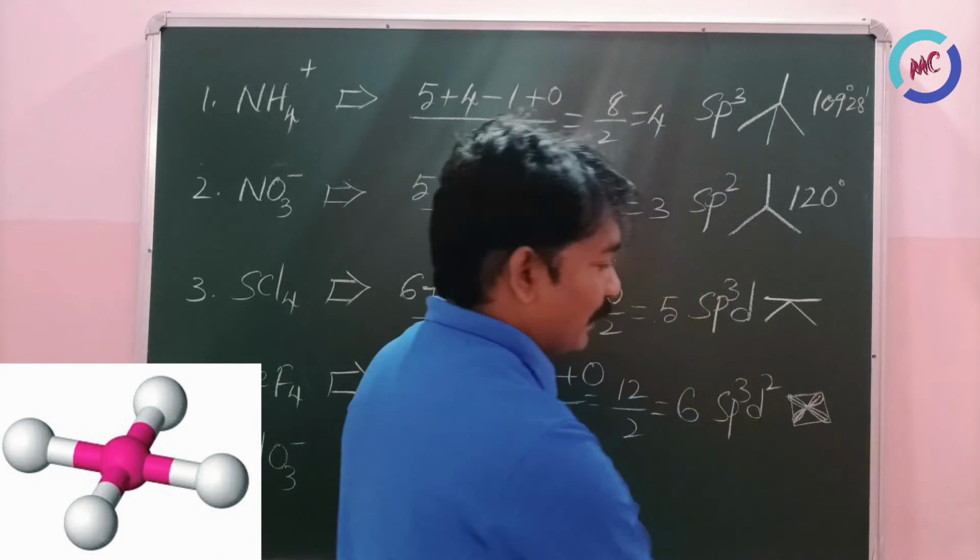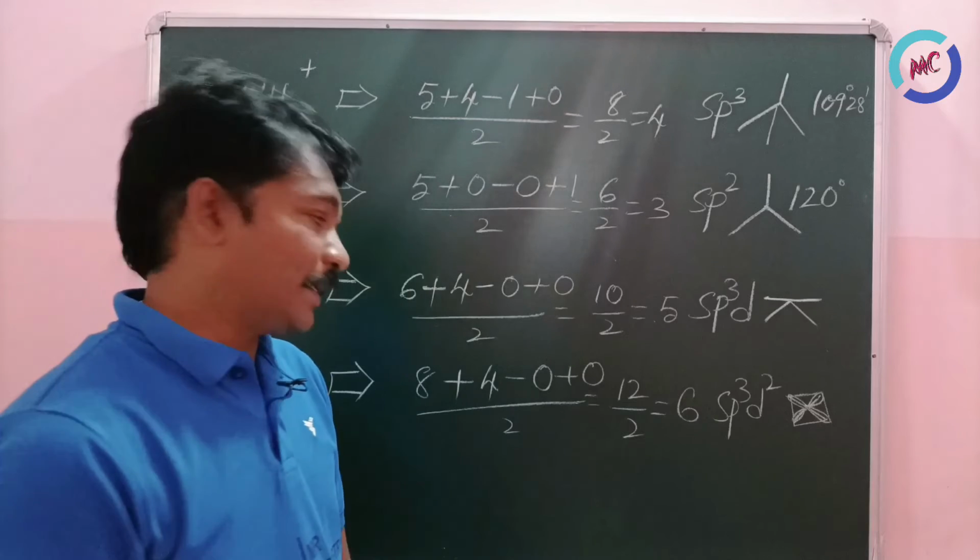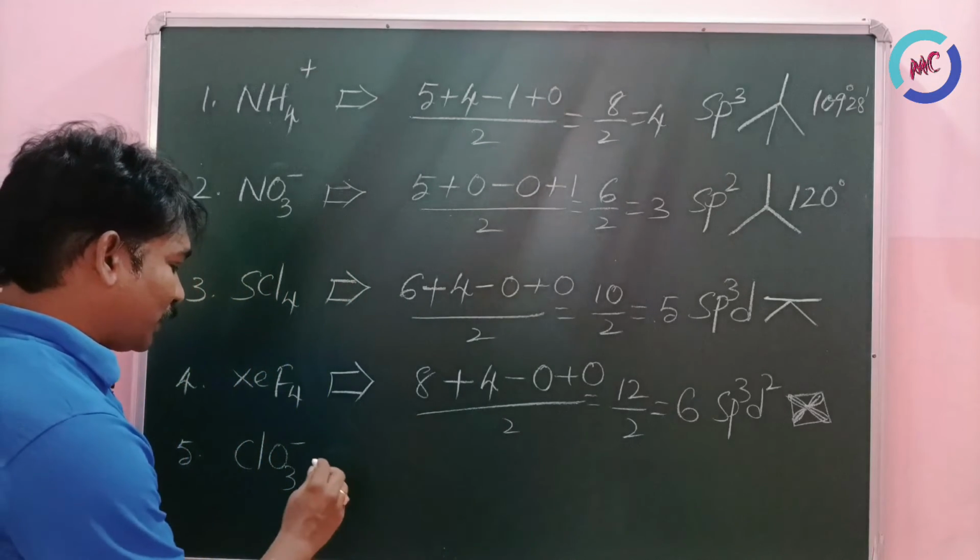4 hybrid orbitals, they will arrange like this. Okay, square planar. And next one, ClO3 minus.